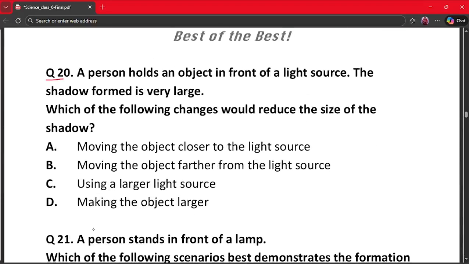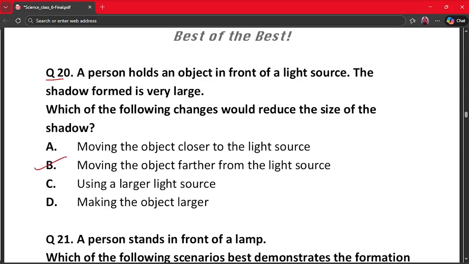A person holds an object in front of a light source. The shadow formed is very large. Which of the following changes would reduce the size of the shadow? A. Moving the object closer to the light source. B. Moving the object farther from the light source. C. Using a larger light source. And D. Making the object larger. The correct answer is option B.